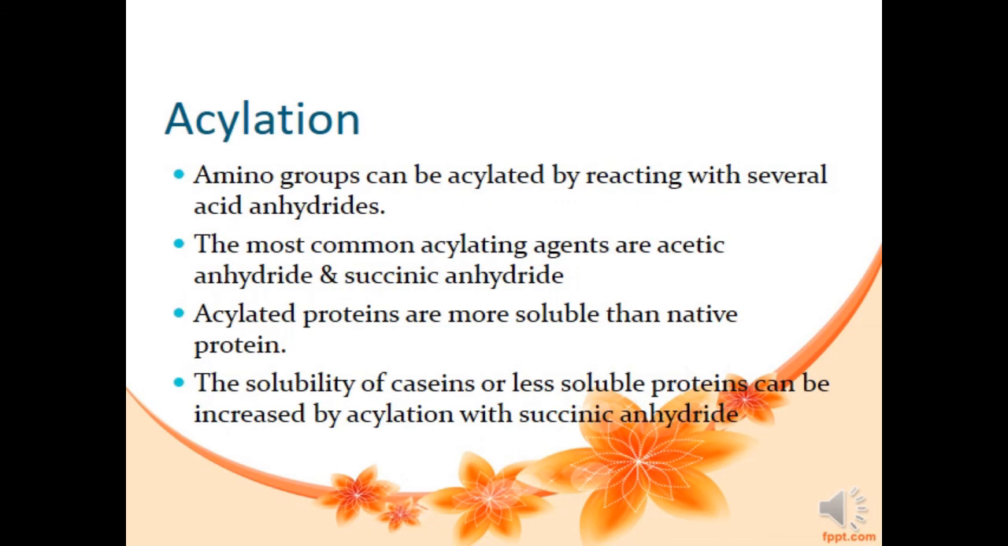Next is acylation chemical modification. In acylation, the amino groups of the protein are acylated by reacting with several acid anhydrides, and the most common acylating agents used are either acetic anhydride or succinic anhydride. And these acylated proteins are more soluble than the native protein itself. For example, to increase the solubility of casein or less soluble protein, we can acylate it using acid anhydride.